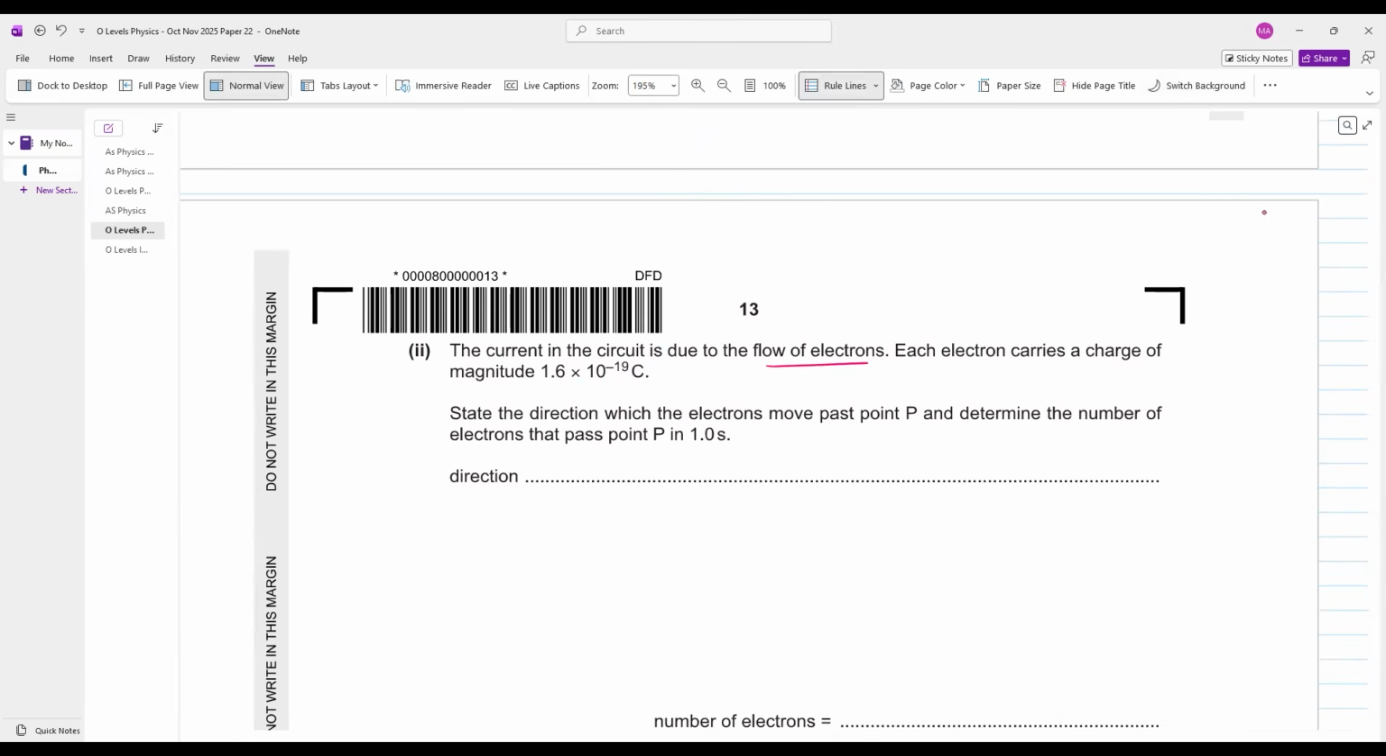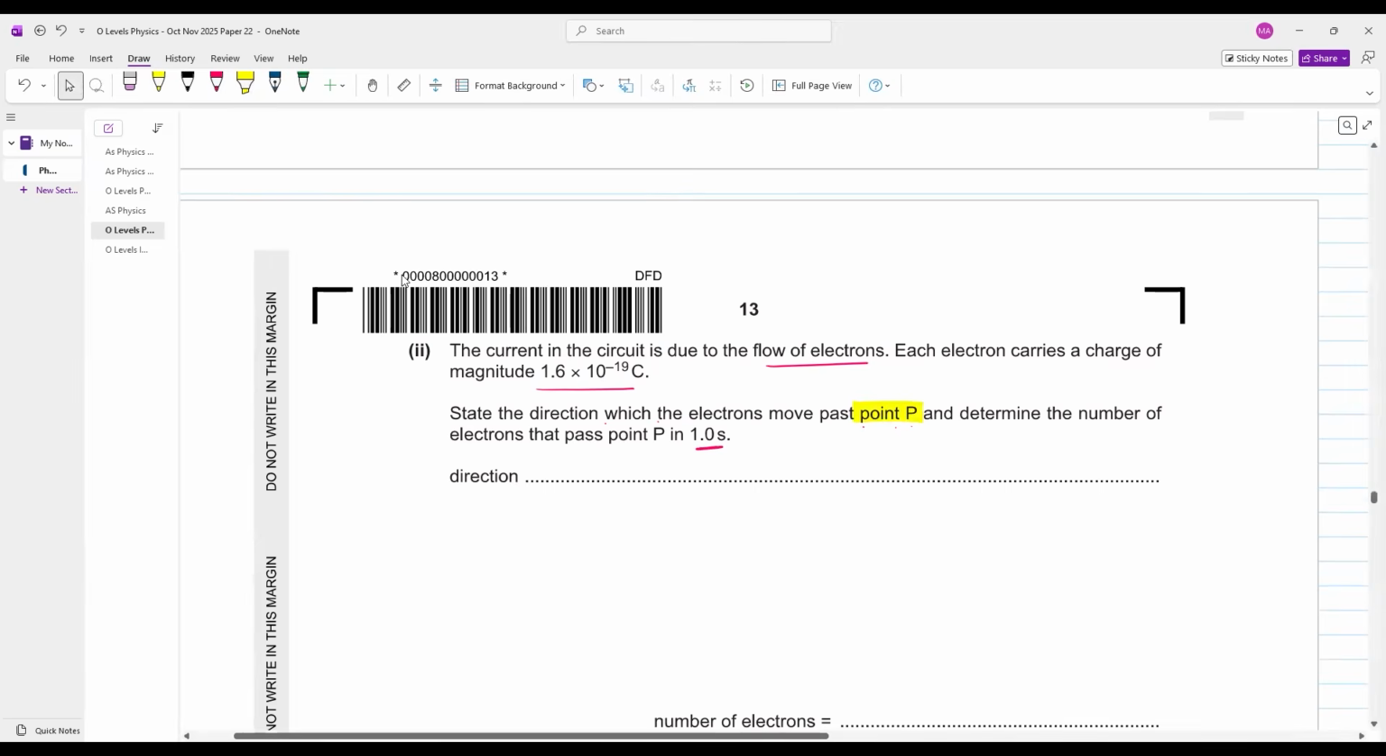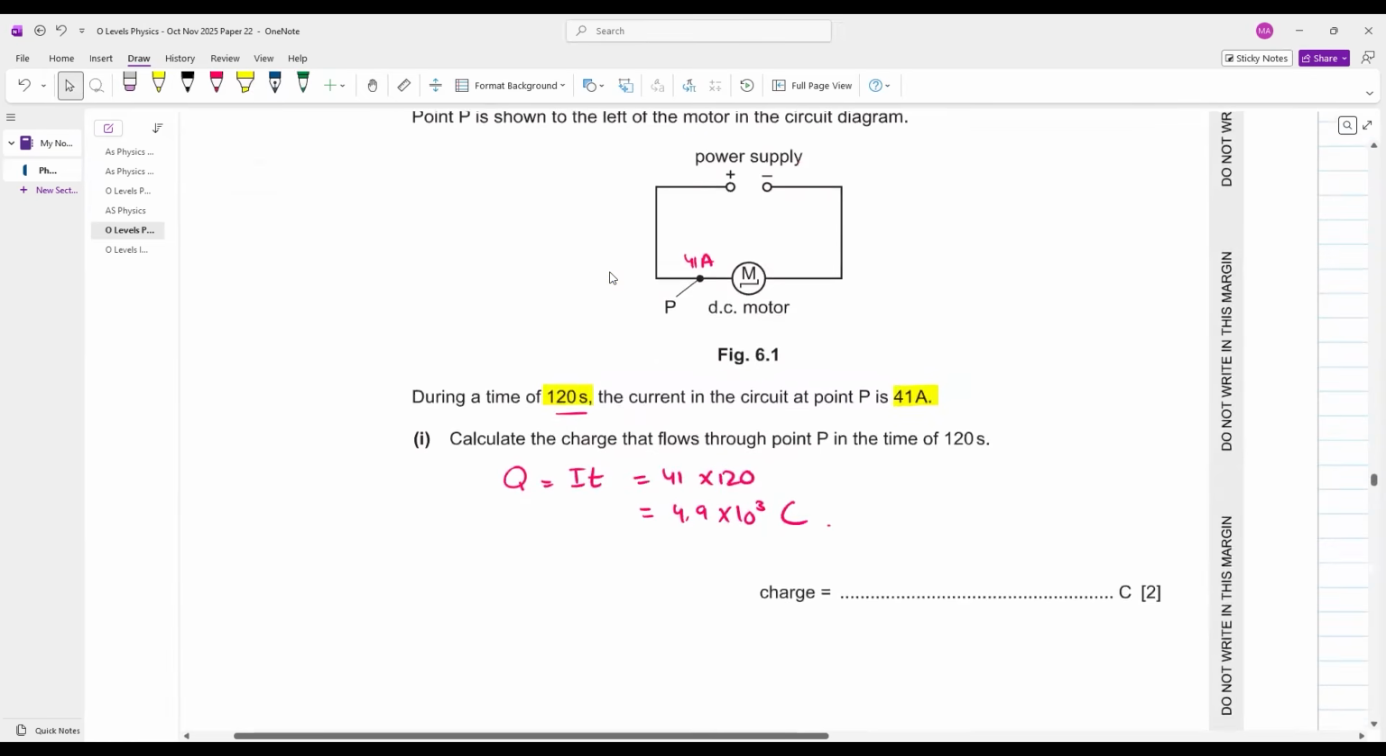The current in the circuit is due to the flow of electrons. Each electron carries a charge of this magnitude. State the direction in which the electrons move past point P and determine the number of electrons that pass point P in 1 second. बेटा, हमने बताना है या स्टेट करना है the direction in which the electrons move past P. भाई, किस डायरेक्शन में इलेक्ट्रॉन्स मूव करते हैं past P? Can you realize the electrons always move from the negative terminal to the positive terminal.